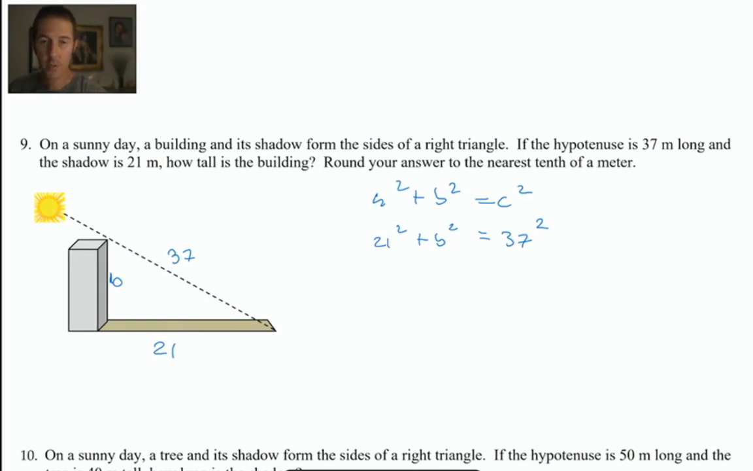And then you've got arithmetic to do. You've got to square the 21, square the 37, do some subtraction, take the square root of both sides, and you've got yourself a b value. Don't forget to round it to the nearest tenth.